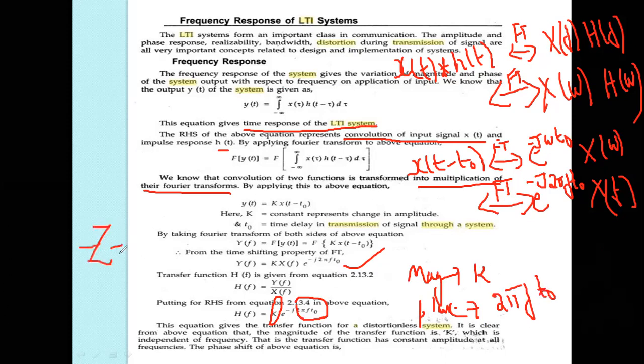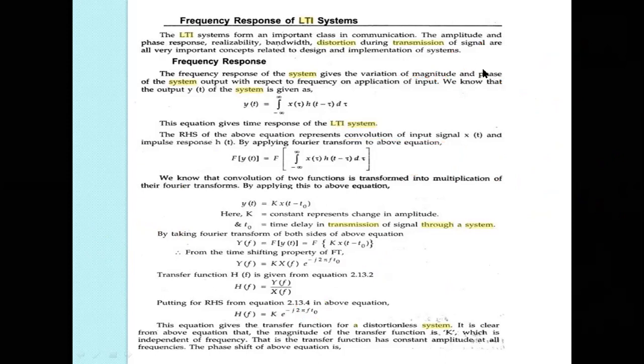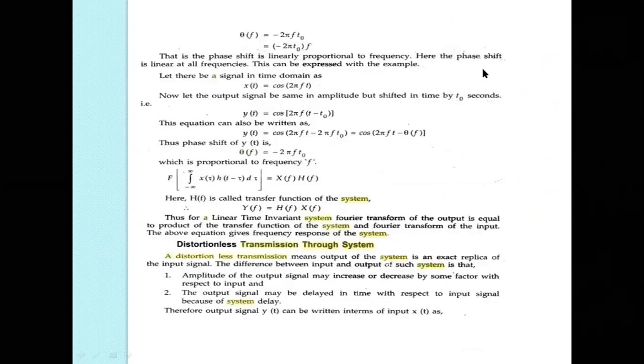Whenever we consider z is equal to r into e power minus j theta, theta is the phase constant and r is the magnitude. Next, theta of f is equal to minus 2 pi f into t naught, that is equal to minus 2 pi t naught f. That is, the phase shift is linearly proportional to the frequency. Here, the phase shift is linear in frequency.